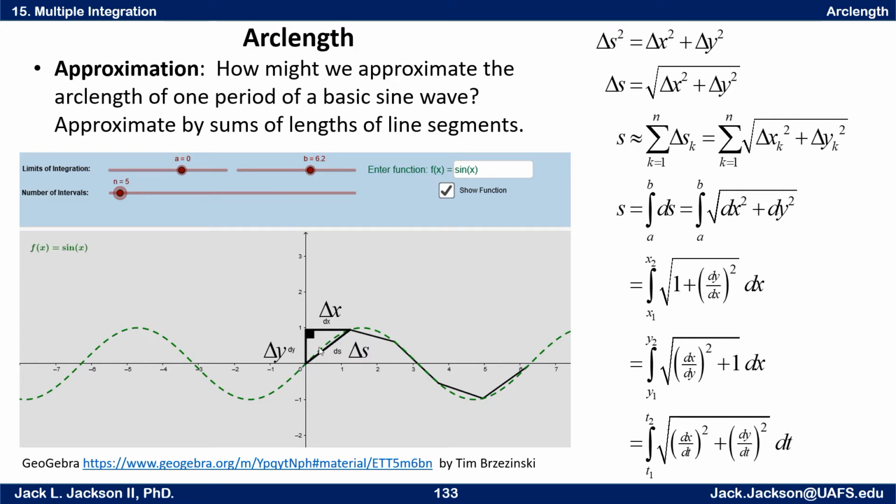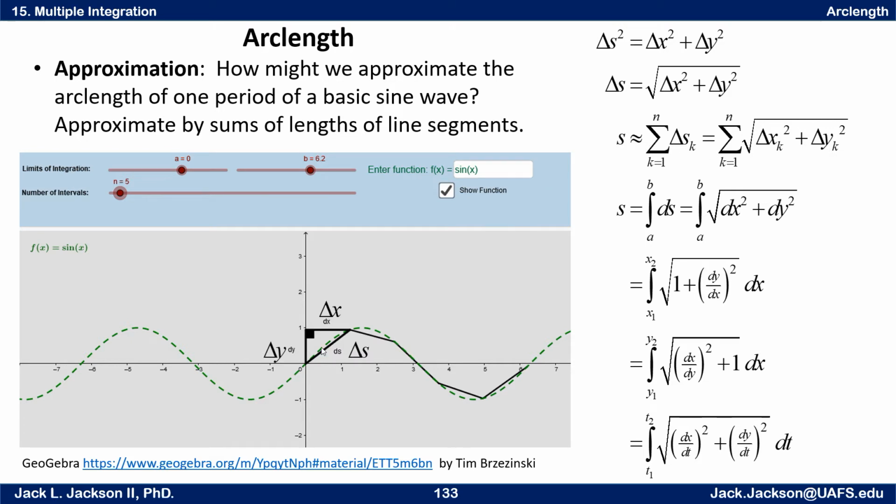Now, of course, this is a right triangle, so we get a nice little Pythagorean relationship there. Delta S squared equals delta X squared plus delta Y squared. So delta S is the square root of delta X squared plus delta Y squared. And so the sum that we were computing by adding each of these delta S's together is a sum from k equals 1 to n of delta S sub k. In this case, n is 5, so we have 5 delta S's: delta S1, delta S2, 3, 4, and 5. Add those together. Each one of those delta S sub k is the square root of delta X sub k squared plus delta Y sub k squared.